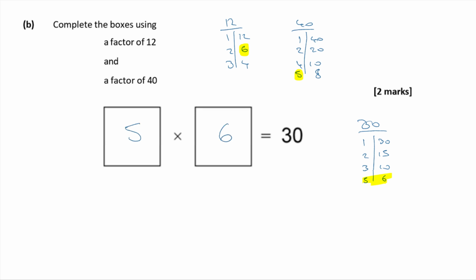Notice we could have also had 3 and 10, that would also work. Look, 3 there and 10 there. Any other possibilities? No, they're the only ones, aren't they? Okay, so I could have had 3 and 10 as well.